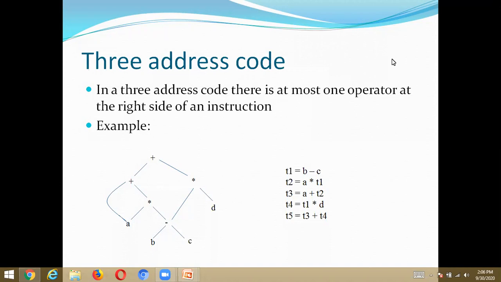Is it clear now? If you have a question with an expression, construct a DAG, construct a syntax tree, or whatever it may be, construct something from the given expression. First you need to represent the translation statements for the expression, and then you need to represent either a DAG or a syntax tree. It totally depends on the given question. Is it clear?